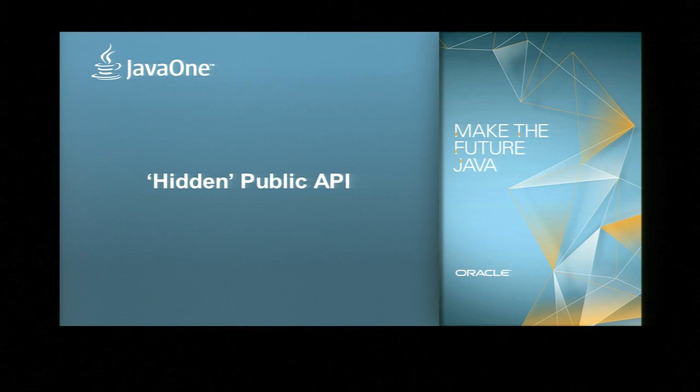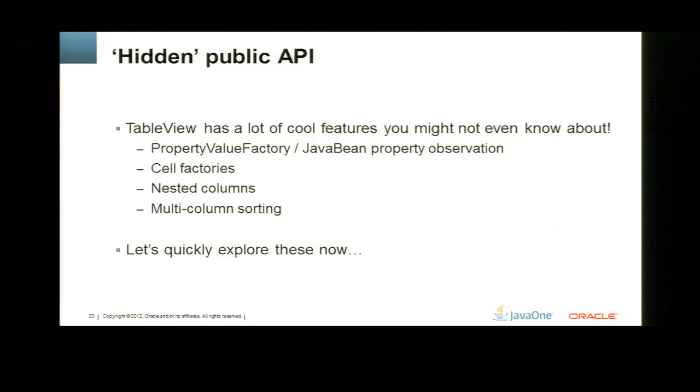If you don't mind, I'll carry on. Sure. Right. So there's 4 things I wanted to quickly talk about. And they're the property value factory that I alluded to earlier on, cell factories, nested columns, and multi-column sorting.